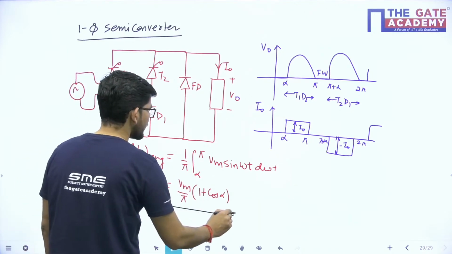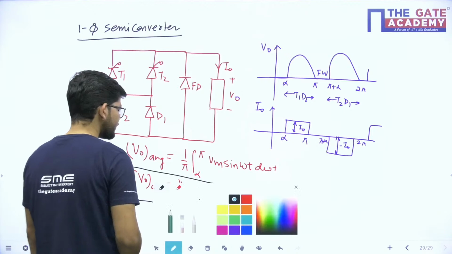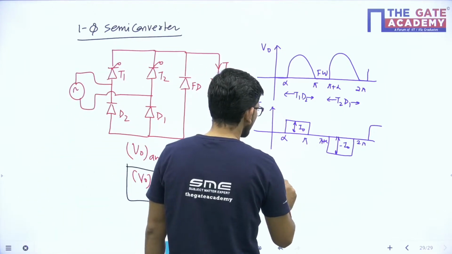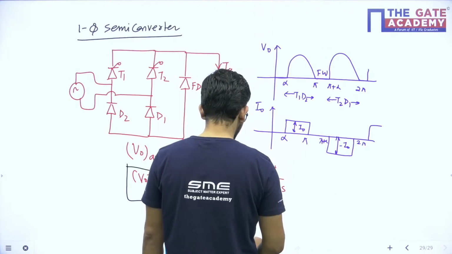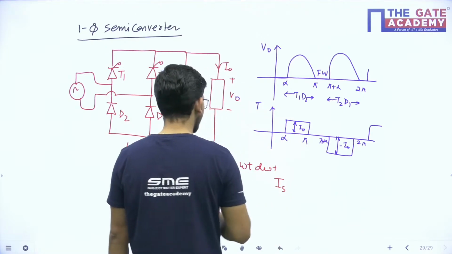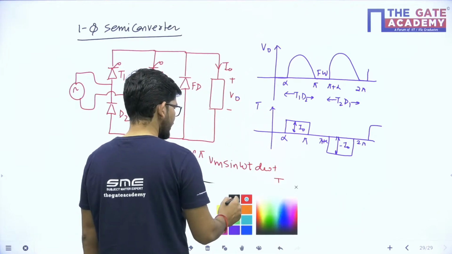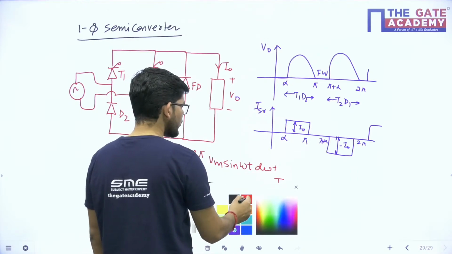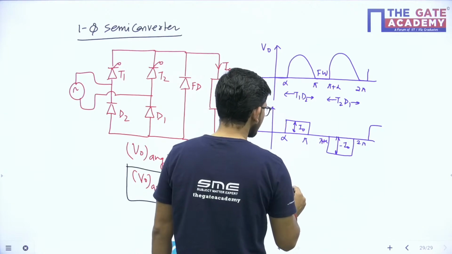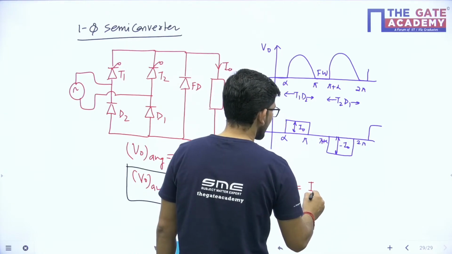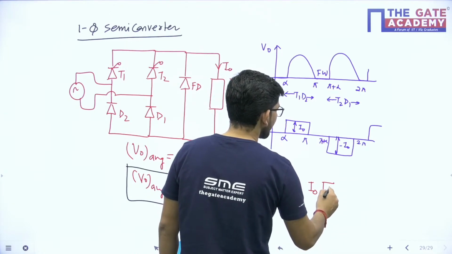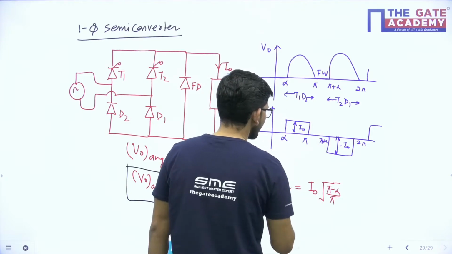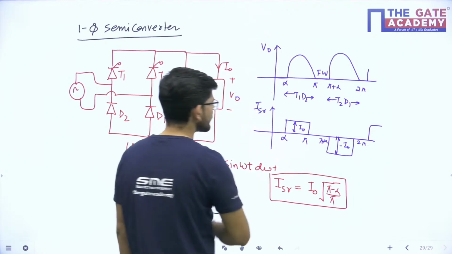So this is V naught average that we have, and after that, what will be the value of source current? This is source current, let me correct it. What will be the RMS value of source current? The source current RMS value will be equal to I naught under root (pi minus alpha) upon pi. So this will be the value of RMS source current.